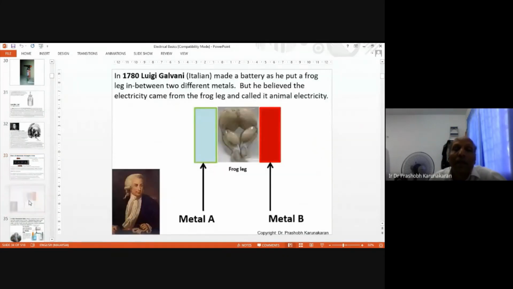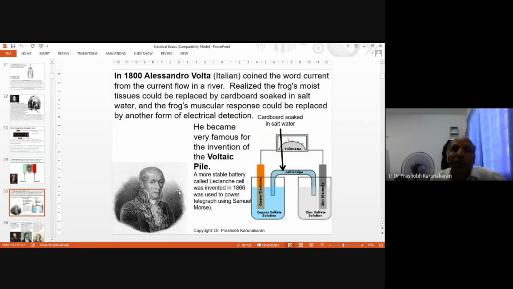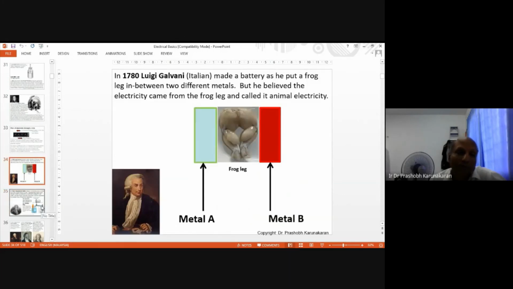Later you got this guy Galvani, who made the first battery. He took two different metals and put a frog leg there, and it became a battery. But he believed the energy was from the frog leg, when actually it's from the different metals that cause electricity. Volta is the one from the neighboring town. He decided that Galvani was wrong, so he invented the first real battery. He became very rich, and Galvani became poor.